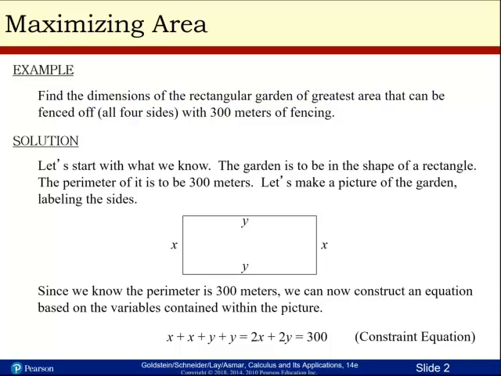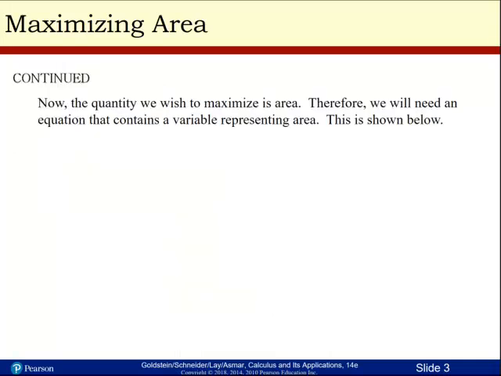We know that as we walk around this rectangle, 2x plus 2y is going to equal 300. This is called our constraint equation because these are the parameters that we have to deal with. We only have 300 meters of fencing.